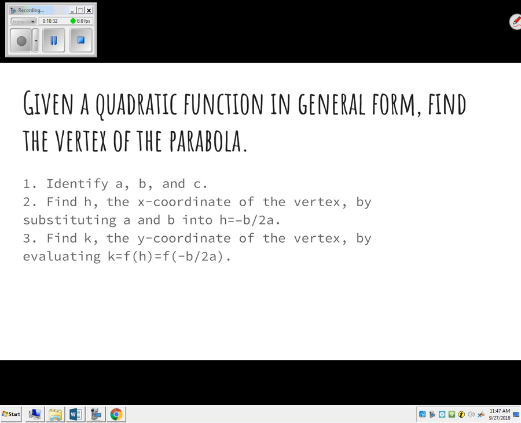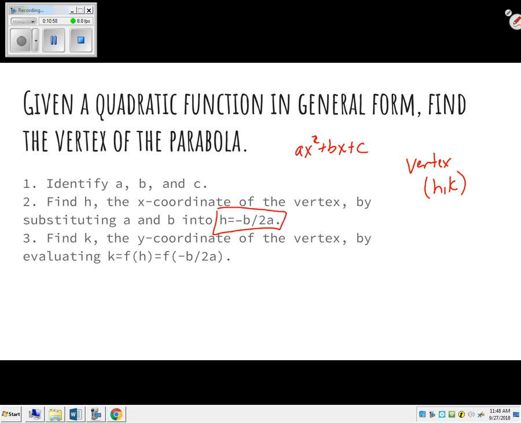What I want to do is first identify my a, b, and c. I'm going to be given stuff that's hopefully in this form, ax squared plus bx plus c. And my first thing is to find the h. My vertex is going to be in the form (h, k). So h is going to be the x-coordinate of my vertex, and to get it, I have this nice little neat formula right here.